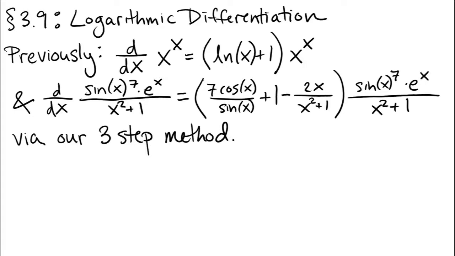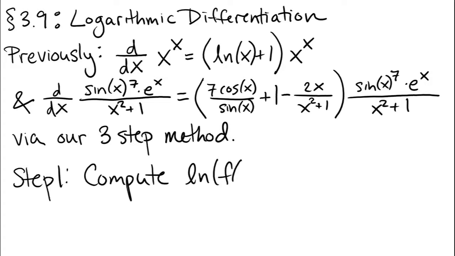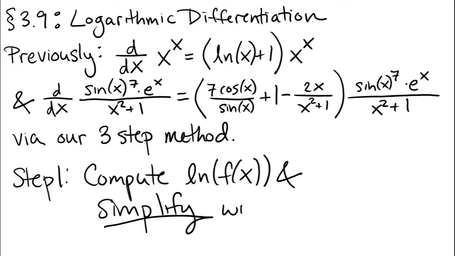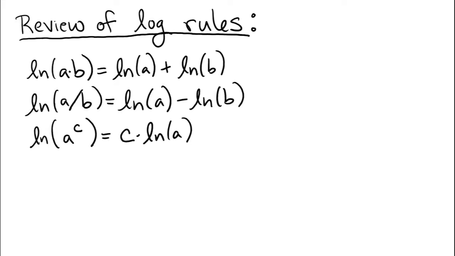The key to understanding step 0 is actually in step 1, which was to compute ln of f of x, where f is the function you want to differentiate, and simplify with log rules. If we understand log rules well, then we can see ahead of time, is this going to be useful or not? So, what are the log rules? Here they are. These are the three log rules written just for natural log. They're also true in other bases, but we don't need that right now.